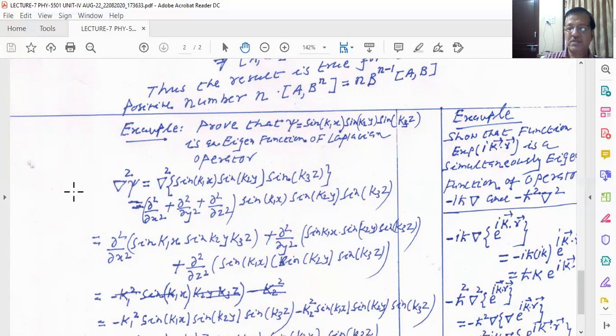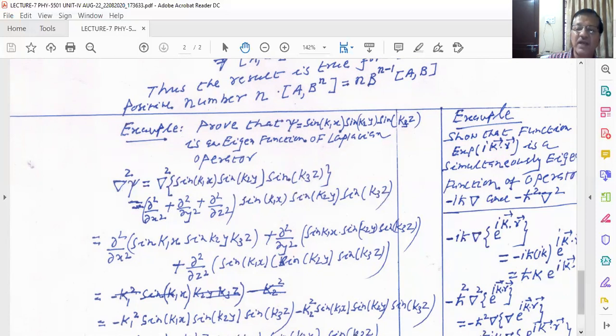So if psi is an eigenfunction, then when del square operates on psi, the result should come out to be equal to some constant into psi, that you want to prove. So I take del square operating on psi, which is sine k1 of x, sine k2 of y, sine k3 of z. So I write it here.